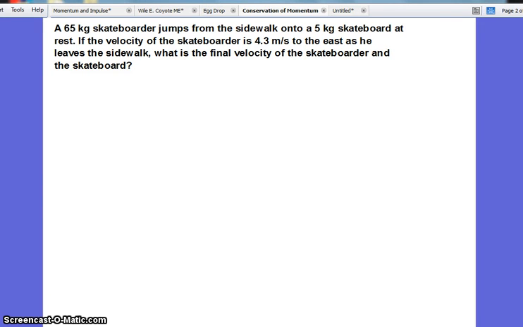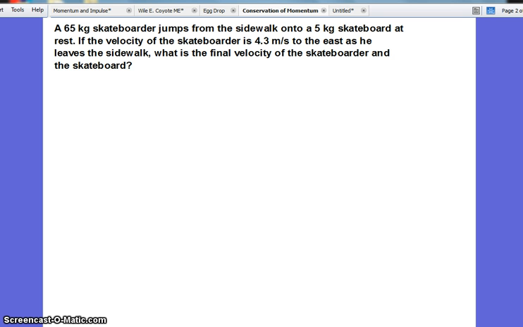In this problem, we have a 65 kilogram skateboarder that jumps from the sidewalk onto a 5 kilogram skateboard at rest. If the velocity of the skateboarder is 4.3 meters per second to the east as he leaves the sidewalk, what is the final velocity of the skateboarder and the skateboard? Whenever we have a collision, you might not consider this to be a collision per se, but whenever we have a collision, we want to think in terms of conservation of momentum.